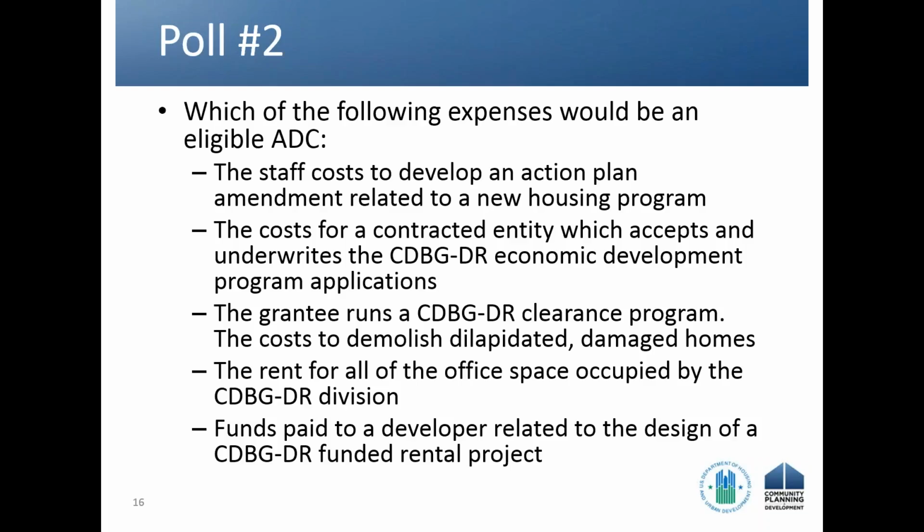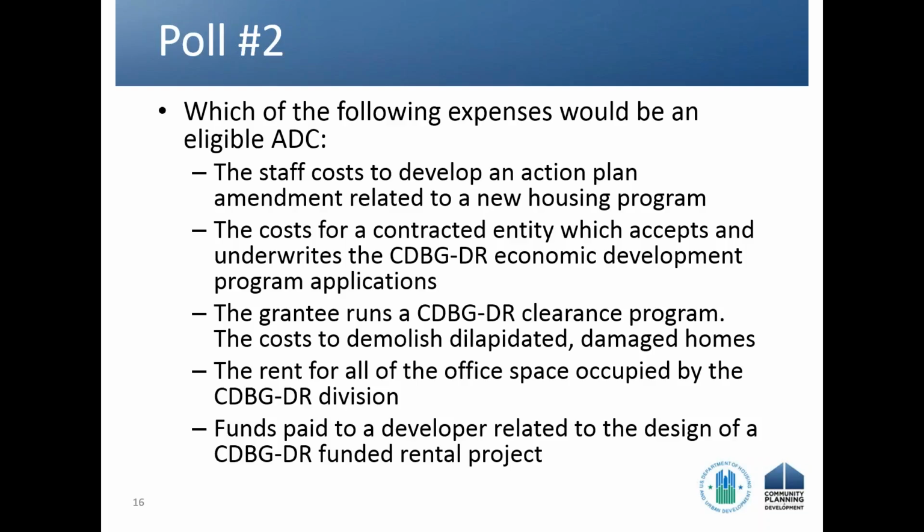The third one is a clearance program. This one is kind of in the middle. So the grantee is going to fund a clearance program where the grantee is going to directly demolish dilapidated homes. The grantee is going to go out, take its own funds, probably have to acquire those houses, and then tear them down. So that one would actually typically be a project cost. It could be activity delivery, like I said, you could go either way in that one, and it probably wouldn't make any difference because they would be eligible either way, but probably would be a project cost.